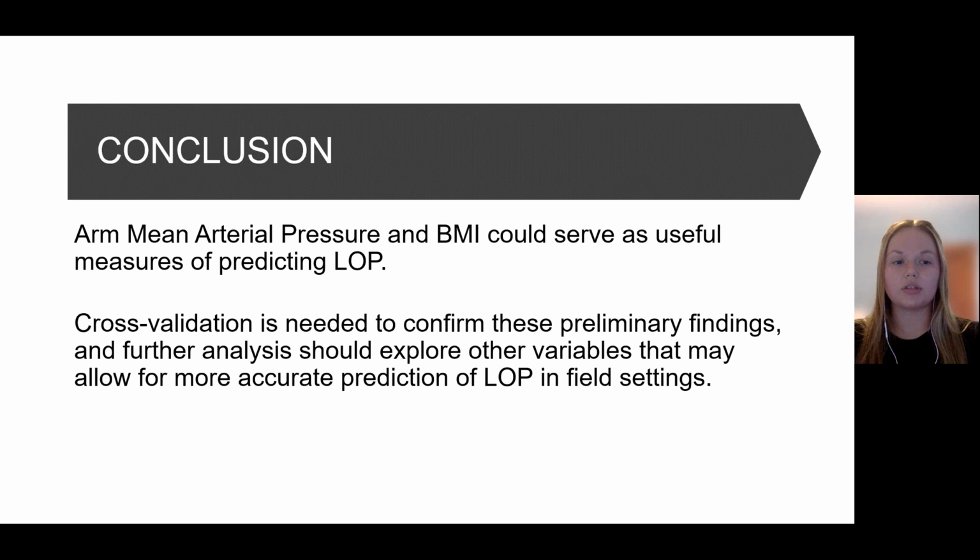Through this research, we were able to see that mean arterial pressure and BMI could serve as useful measures of predicting limb occlusion pressure. However, a cross-validation is needed to confirm these preliminary findings, and further analysis should explore what other variables could allow for more accurate prediction of limb occlusion pressure in a field setting.